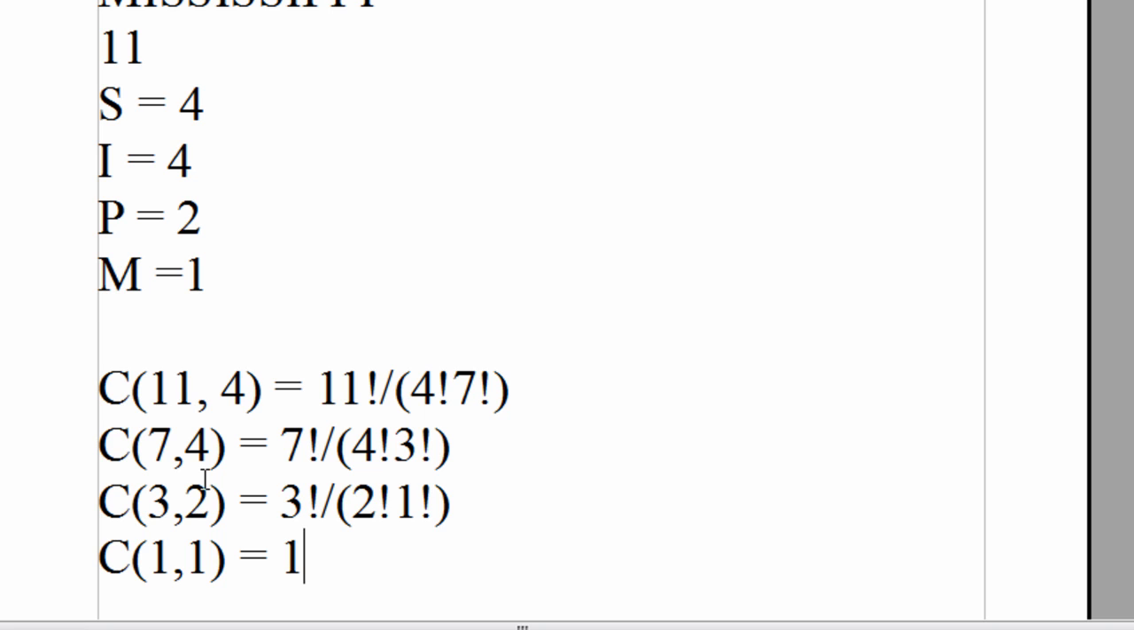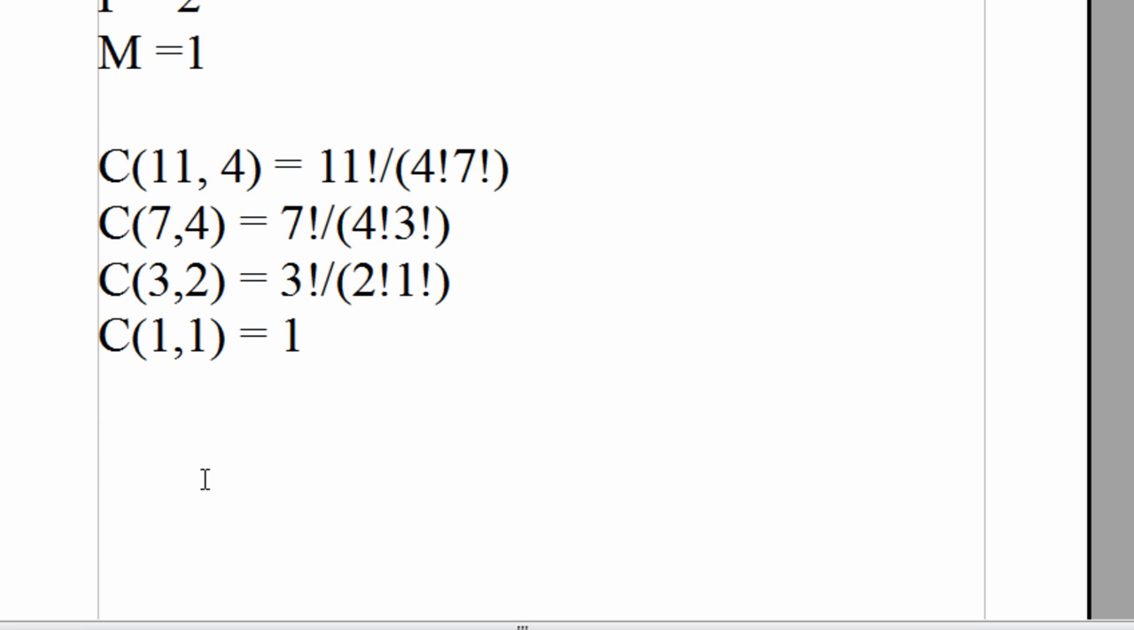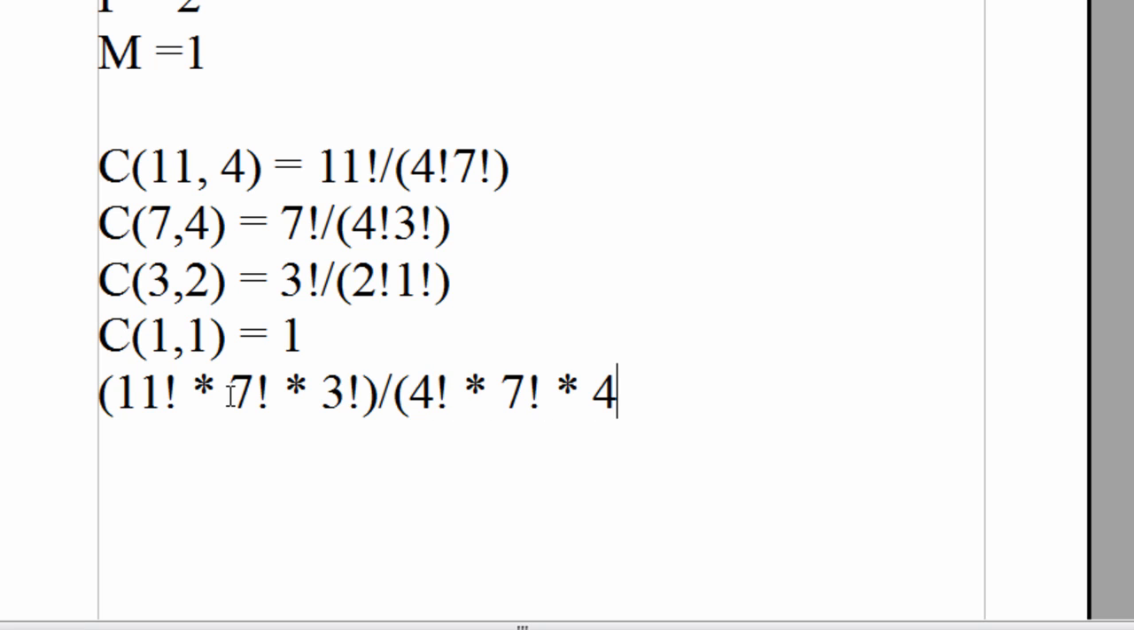Now to find out the total number of permutations, we have to multiply all of these numbers together. This is going to give us 11 factorial times 7 factorial times 3 factorial, divided by 4 factorial times 7 factorial times 4 factorial times 3 factorial times 2 factorial times 1 factorial, which is going to give us 1.